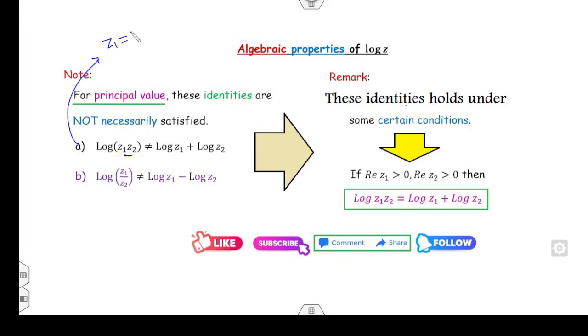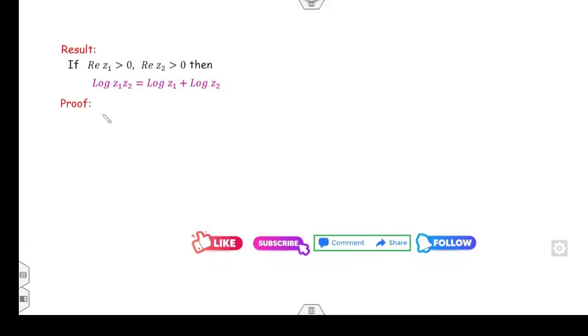हमने both the numbers क्या लिए थे? -1। तो आप खुद ही देख सकते हो, real part of the Z1 is less than 0, सेटिस्फाइड नहीं हुआ ना, तो इसीलिए ये प्रॉपर्टी सेटिस्फाइड नहीं हुई। So proof is very simple.